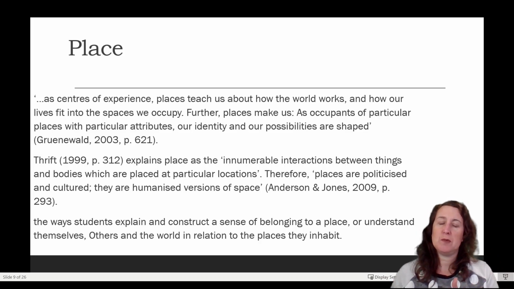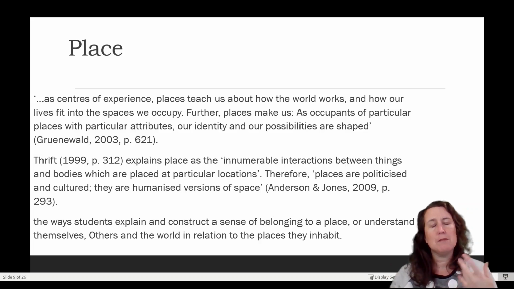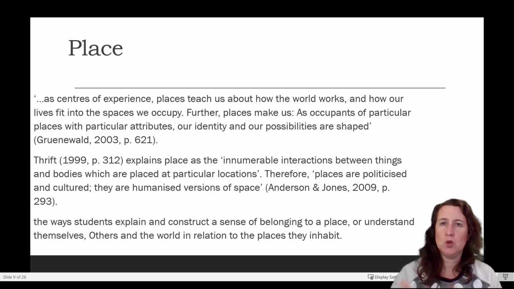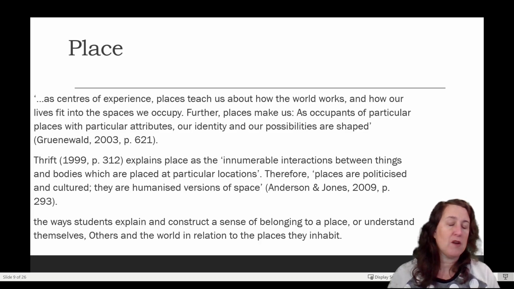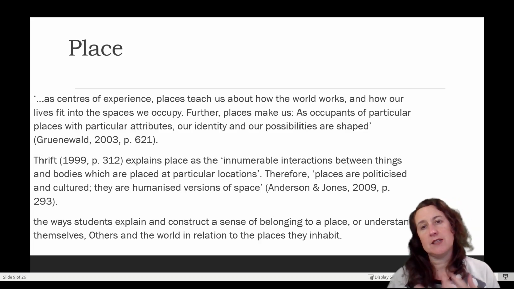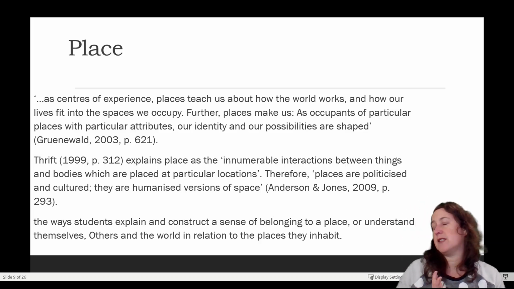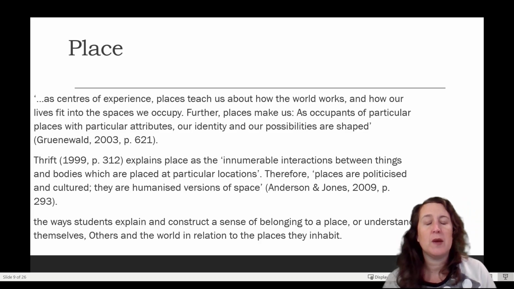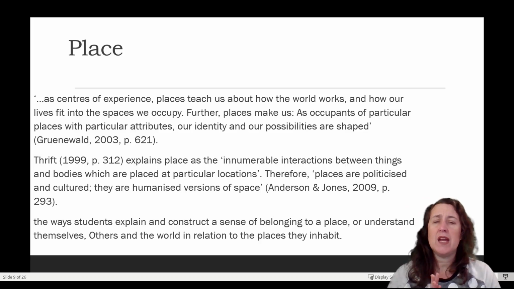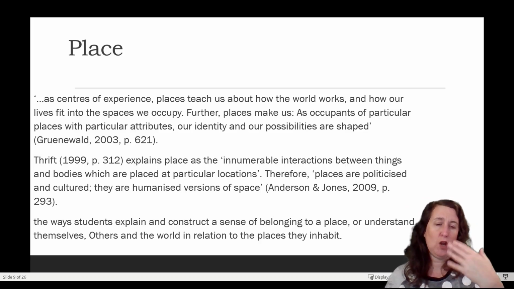The ways students explain and construct a sense of belonging to a place, or understand themselves and others and the world in relation to the places they inhabit, are part of why place is an important construct, and school is a place. It's a place where we spend our formative years. We sometimes make lifelong connections with other people. We get our initial sense of ourselves as a learner, the things we like to learn about, things we don't like to learn about, how we like to learn, and it often sets people up for their life trajectories.